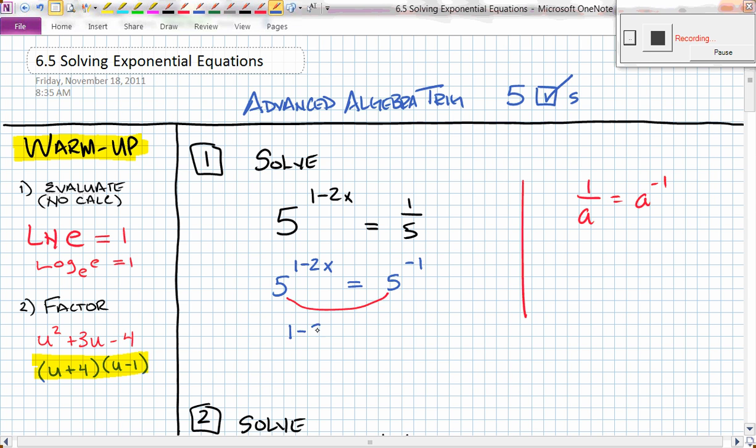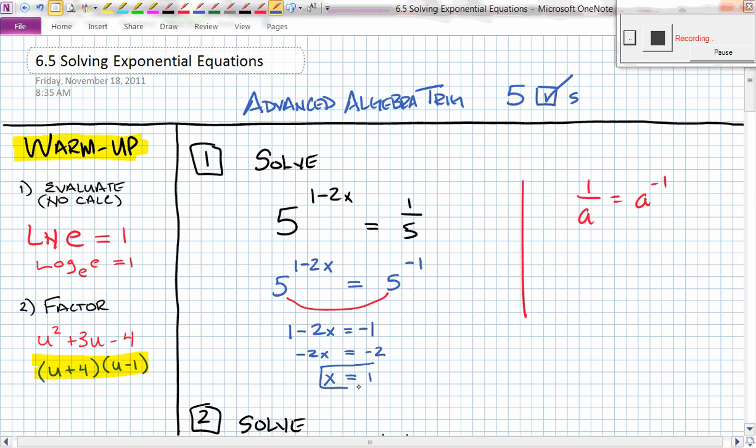So that means 1 minus 2x, of course, is equal to negative 1. Now we're back in Algebra 1 land. So how do I solve this equation? Solve for x, yeah. So negative 2x is equal to negative 2. So x must be equal to 1.